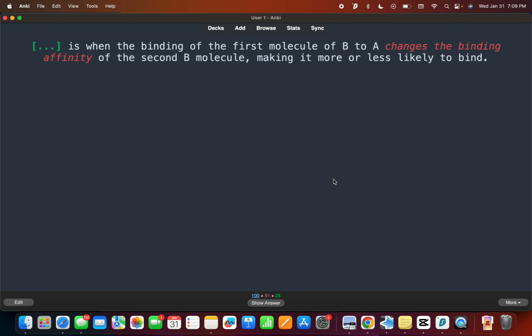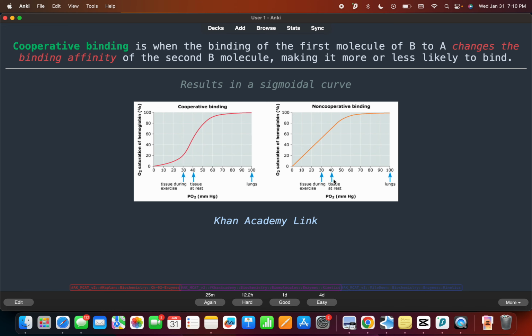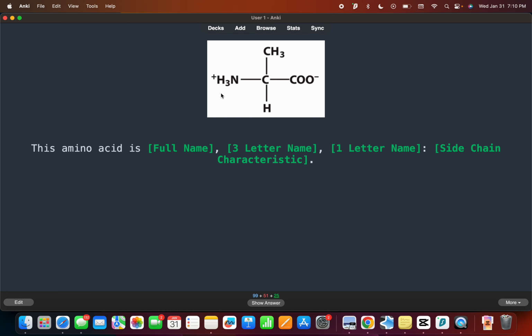What is it when the binding of the first molecule of B to A changes the binding affinity of the second B molecule, making it more or less likely to bind? This is the cooperativity, right? Cooperative binding results in a sigmoidal curve.